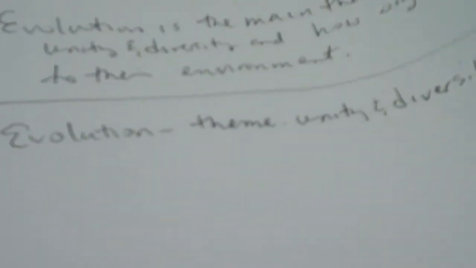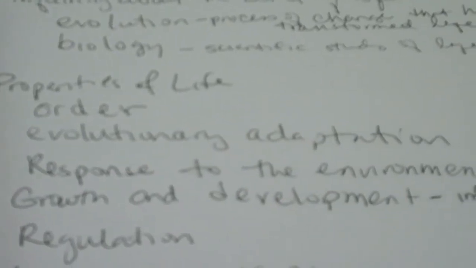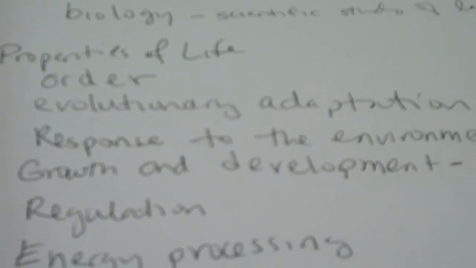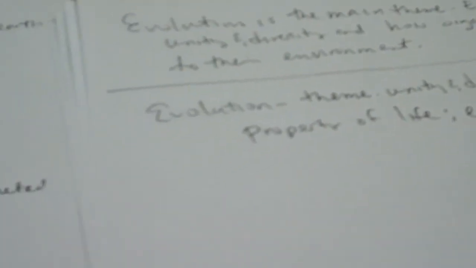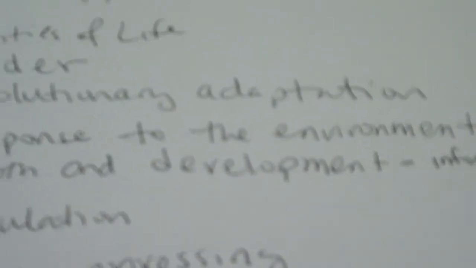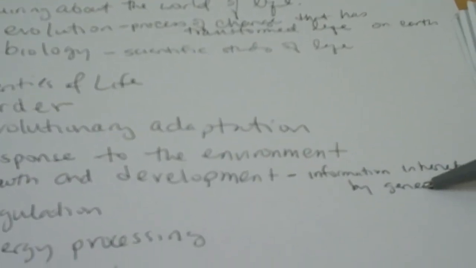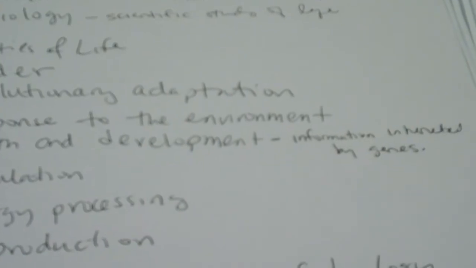I'm going to try to connect this with something else that we've been talking about. So in the properties of life, see how there's that key part about evolutionary adaptation? So that means that evolution relates to the property of life, evolutionary adaptation. Now, I also wrote earlier that the property of growth and development, information is inherited by genes, and what I read about evolution is that that's part of it. So evolution's also connected to the property of growth and development.